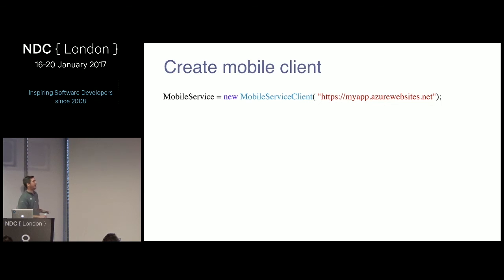Here we go. Here's the real code. So we need to create our mobile client. Our mobile client is like our entry point to anything that we want to do within the SDK. And we're going to pass in the URL for our backend. So in my case, it's going to be HTTPS because we want to be secure.